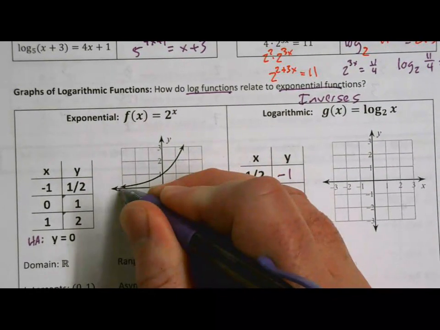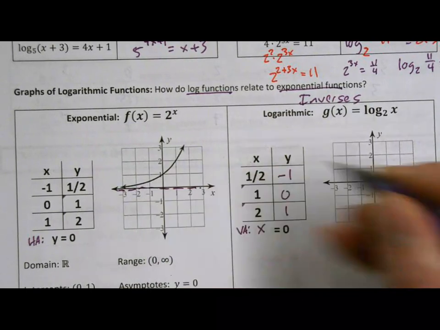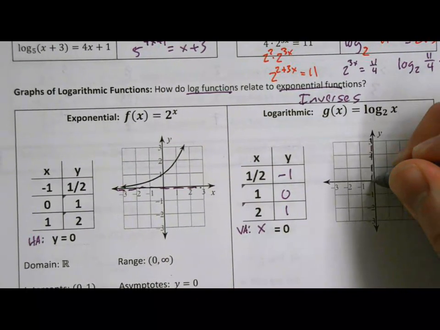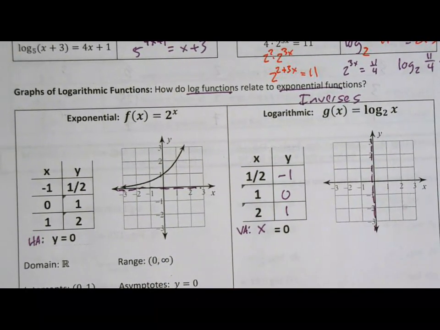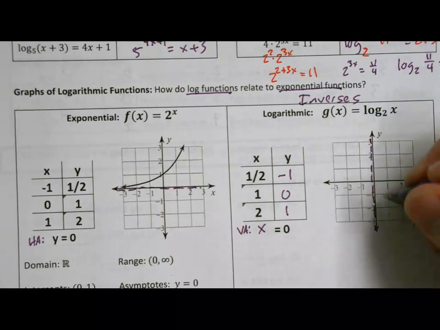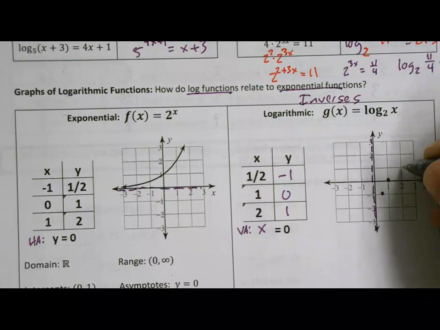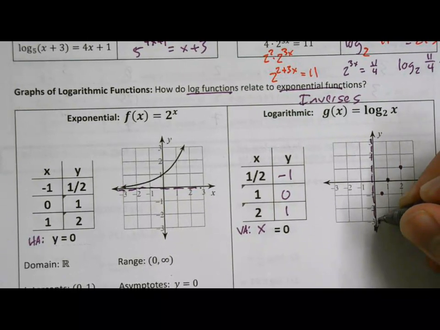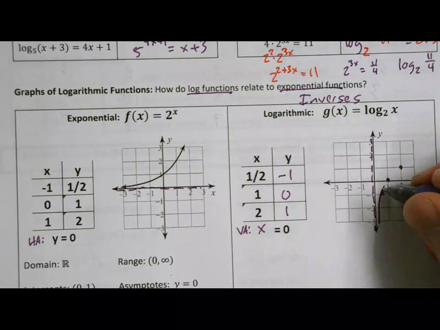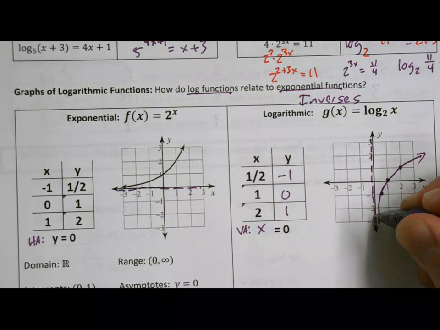So originally we had a horizontal asymptote. We're now going to have a vertical asymptote. And I'm just going to graph these points. 1/2 comma negative 1. 1 comma 0, 2 comma 1. And this is the general shape for a logarithmic function.